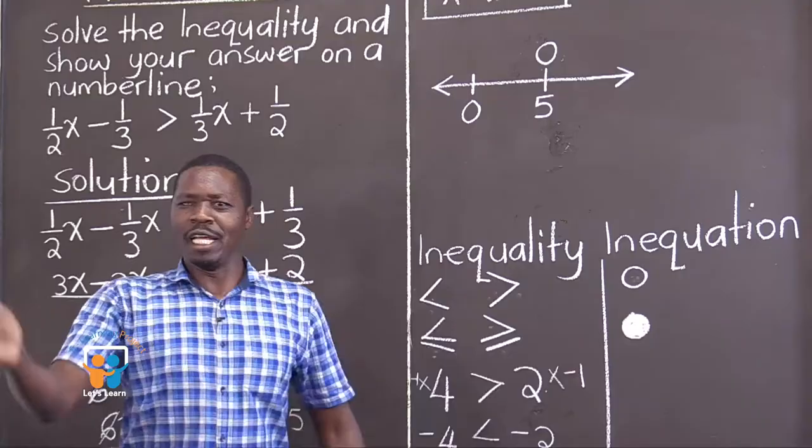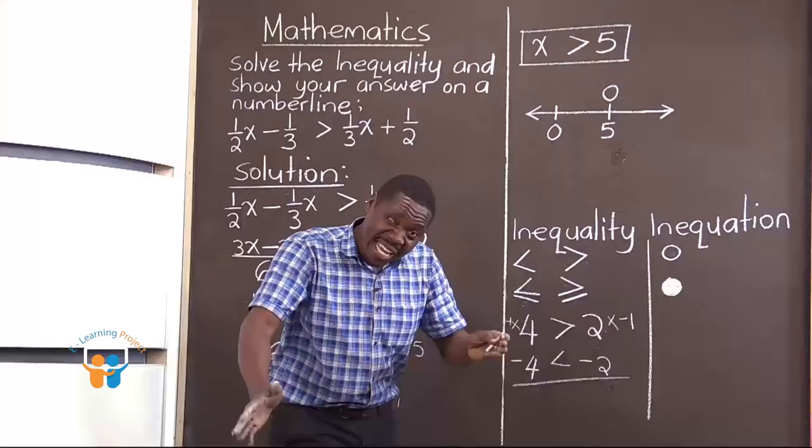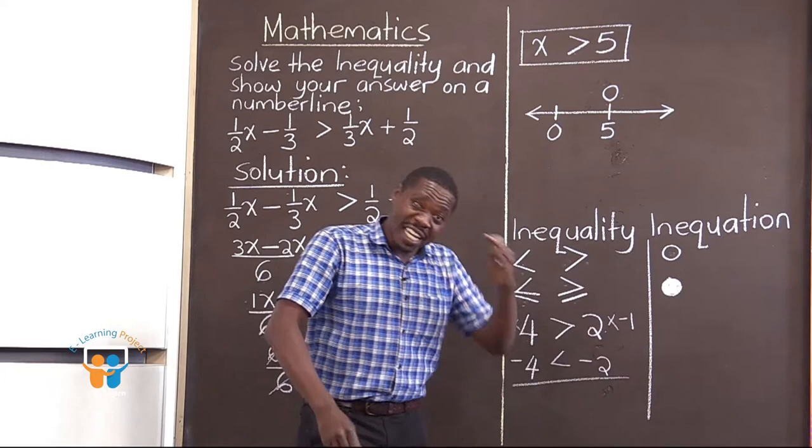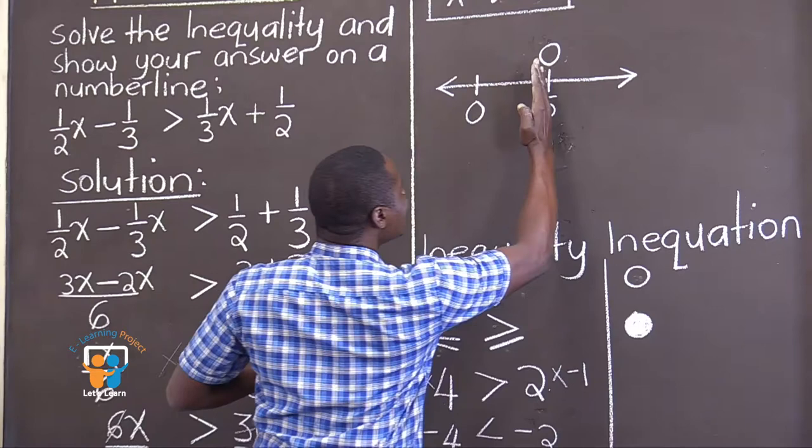Some people are not sure. I want you to either decide whether it is right hand side or left hand side. Let me repeat. Numbers which are bigger than 5, numbers which are greater than 5, numbers which are larger than 5, are they to the right hand side of 5 or to the left hand side of 5?